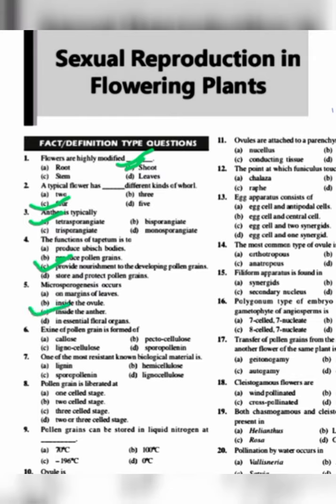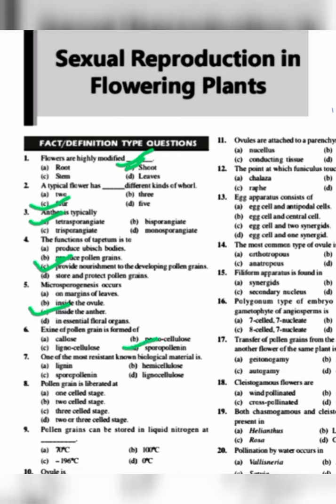Number 6. Exine of pollen grains is formed of A, callose; B, pectocellulose; C, lignocellulose; D, sporopollenin. What we know about this one is that exine is a tough, cutinized layer, often with spinous outgrowths but sometimes smooth. Exine is composed of sporopollenin, which is resistant to physical and biological decomposition. It protects the pollen from environmental extremes. So the answer to question number 6 will be D.